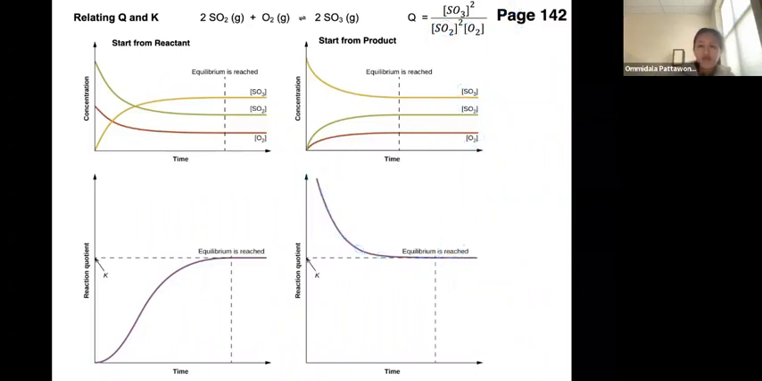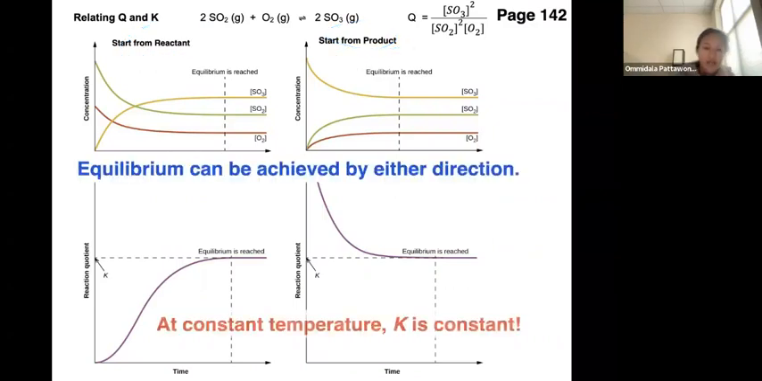The conclusion of this graph is that when you are looking at K and Q, before equilibrium is achieved, Q can be at any value, and Q is equal to K when equilibrium is reached, when the concentrations are no longer changing. You can achieve equilibrium from either reactant or product, so you can achieve equilibrium from either direction. Please note also that at constant temperature, the K value is going to be constant as well. This is similar to the rate constant, small k. The rate constant never changes unless you change the temperature. This K is the same thing.